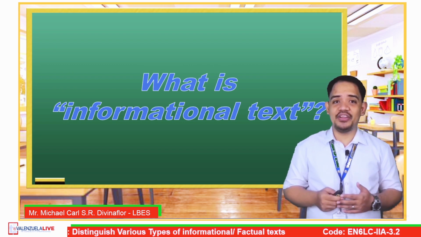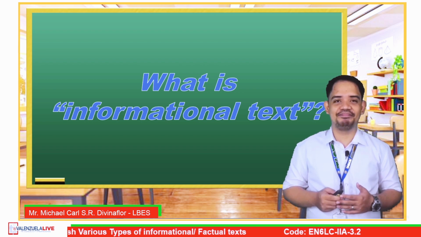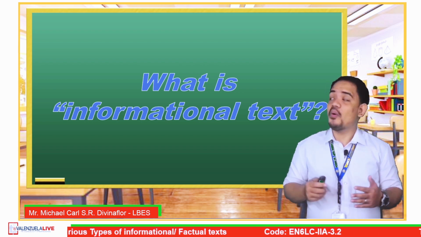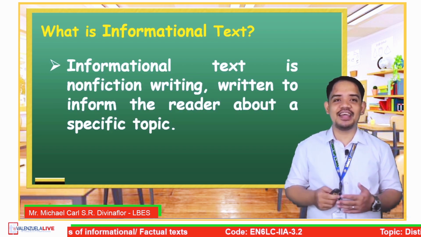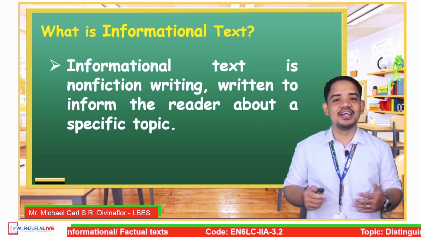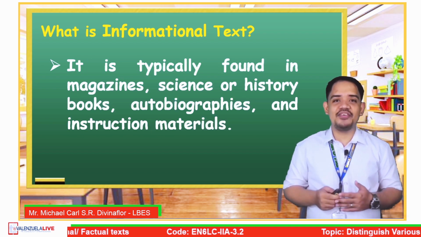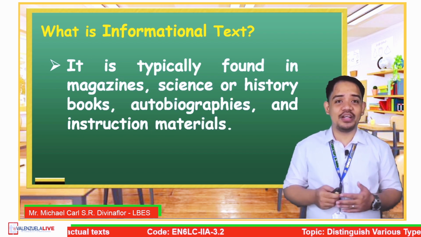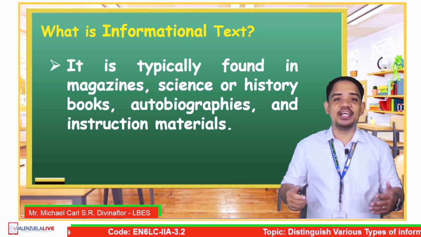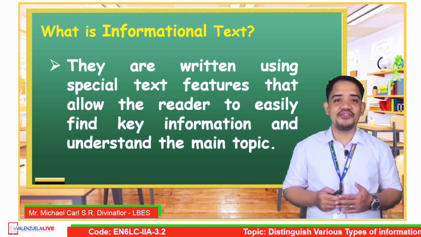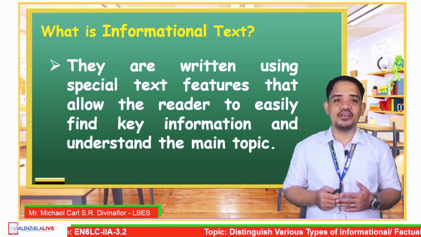We will learn more about informational text and its features through this lesson. What is informational text? Informational text is non-fiction writing, written to inform the reader about a specific topic. It is typically found in magazines, science or history books, autobiographies, and instruction materials. They are written using special text features that allow the reader to easily find key information and understand the main topic.